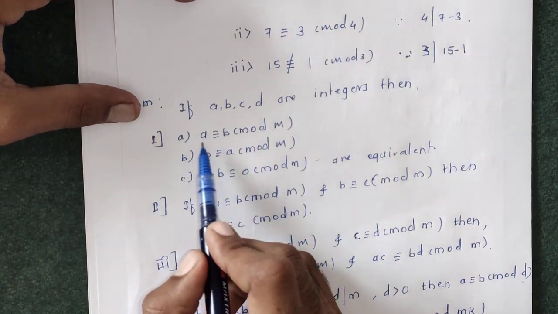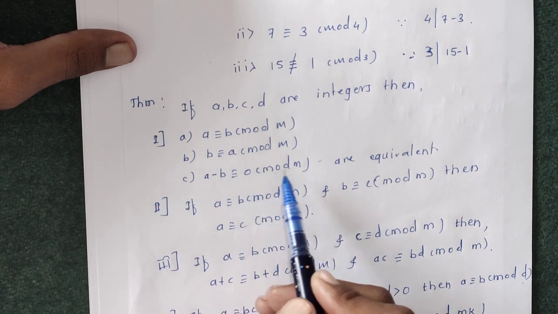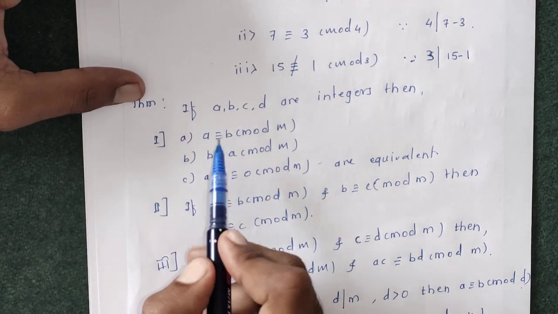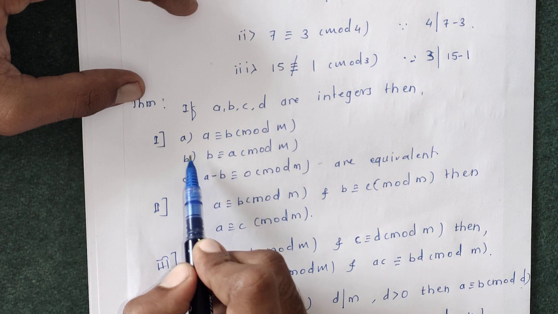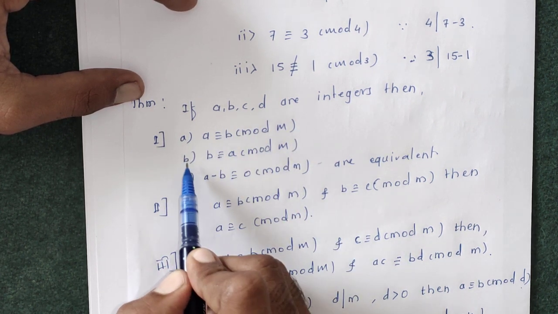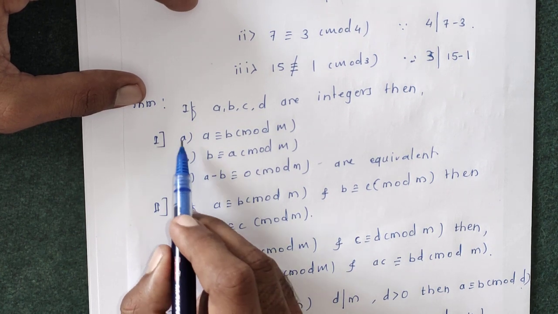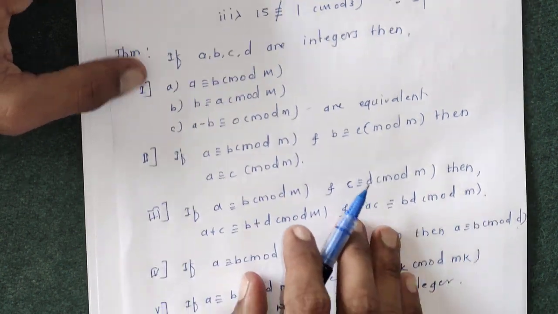The first statement, A is congruent to B mod m, B is congruent to A mod m, and A minus B is congruent to 0 mod m, are equivalent. So we are going to prove this. A implies B, that is, using A we are going to prove B. Now using B we are going to prove C, and after that from C to A. That is, A implies B, B implies C, and C implies A.